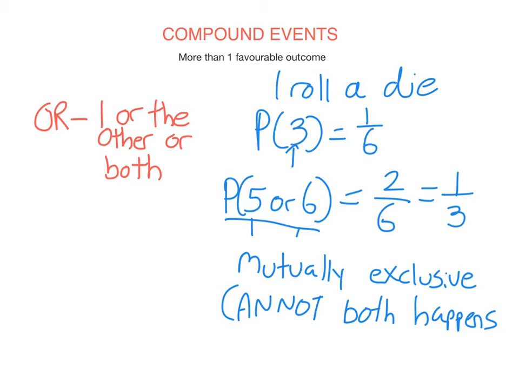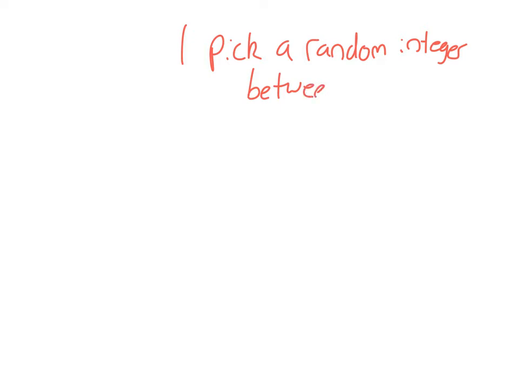Now we're going to have a look at some more compound events. Let's say I pick a random integer. Remember, integers just means whole numbers. I'm going to say between and including 1 and 20. Sorry about my messy writing. This is between and including 1 and 20. So we're going to look at a few probabilities here.